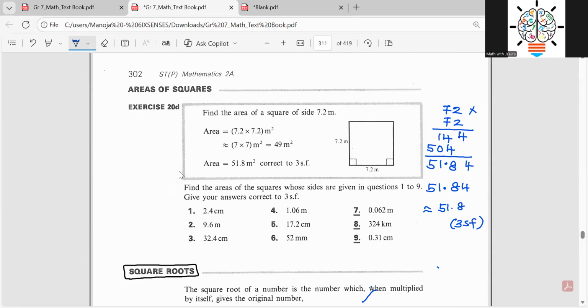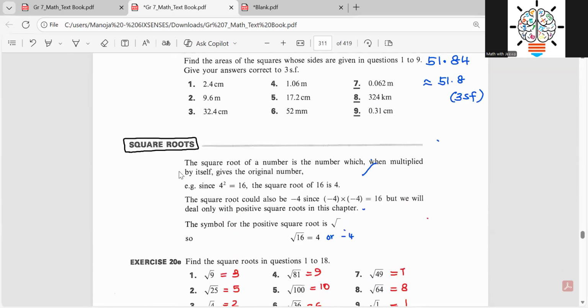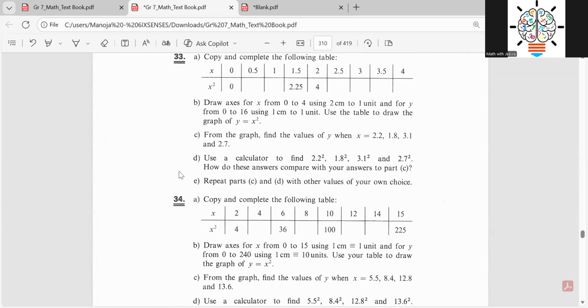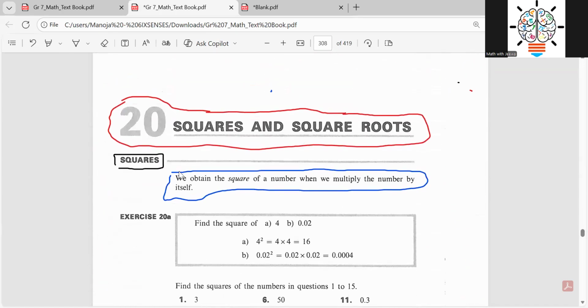So this is all about the squares, children. In the next video, I will discuss the square root. That is the exact opposite thing, right? The square root of a number is the number which, when multiplied by itself, gives the original number. For an example, we discussed the squares, and the inverse math operation is the square root. In the next video, we will discuss that. Okay, children, we'll keep in touch. In the next video, I will discuss the square root, and this video is all about the squares.